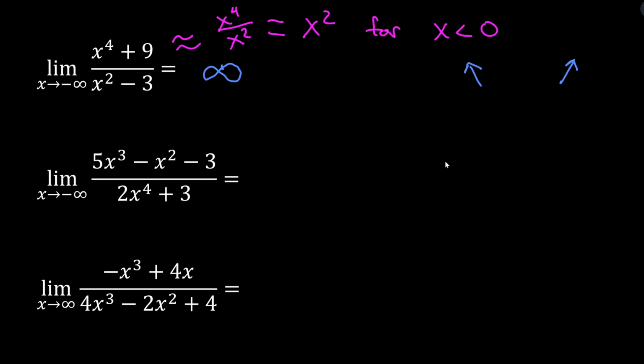We avoid those mistakes. Awesome. All right, let's jump into the next one. Degree of the numerator is 3. The degree of the denominator is 4. 3 is less than 4, so this goes to 0. That's the horizontal asymptote, y equals 0, so that's the limit.